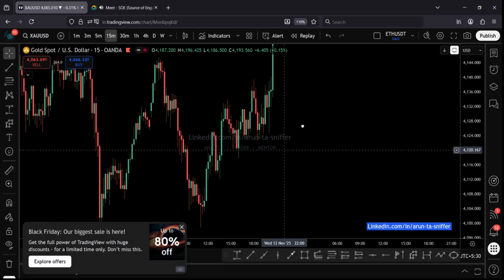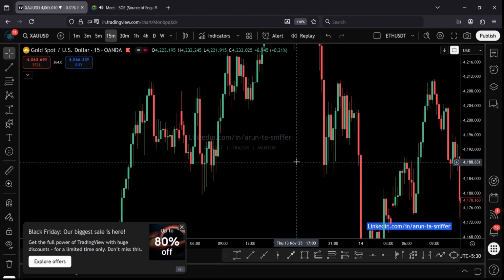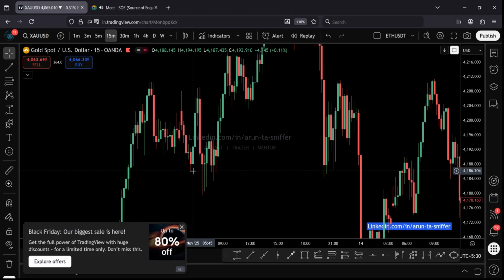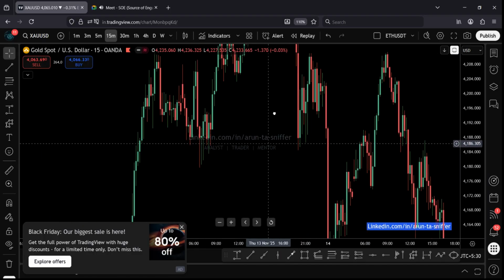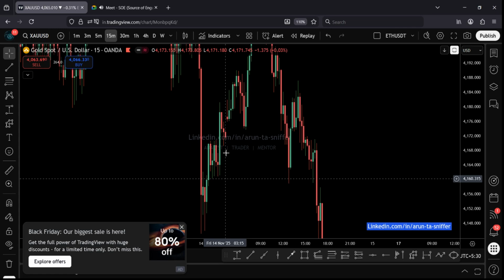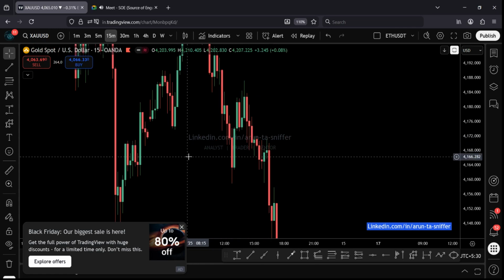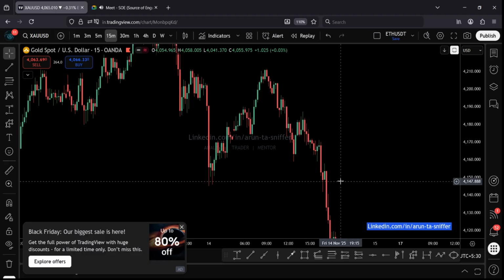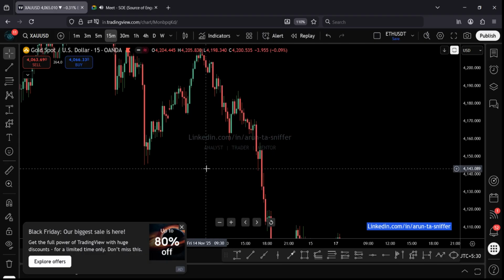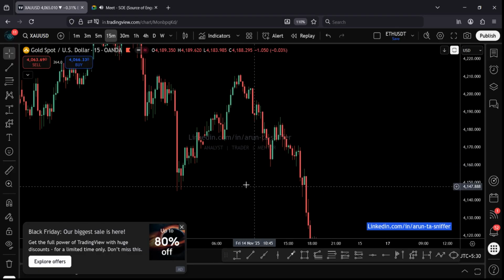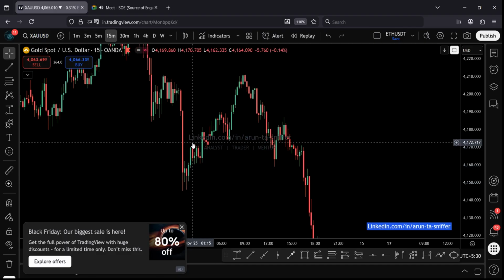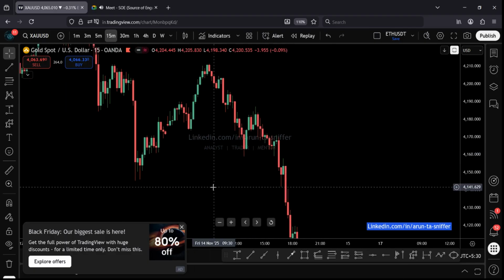Okay, so this was the clear example, and let's find some more examples if we can. Comes down, goes up, comes down, goes back up. No, it's not an example. And this is also somewhat of an example, but a bullish one. We have already seen that. Goes up like this.